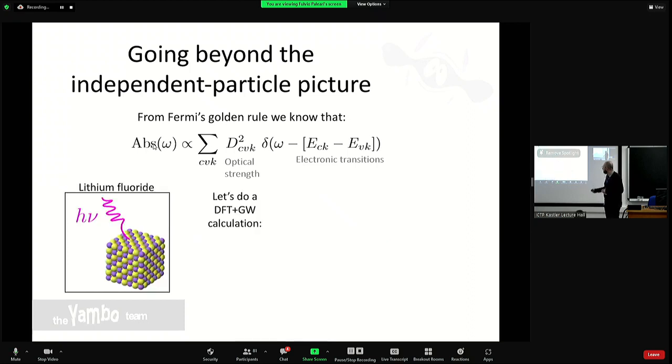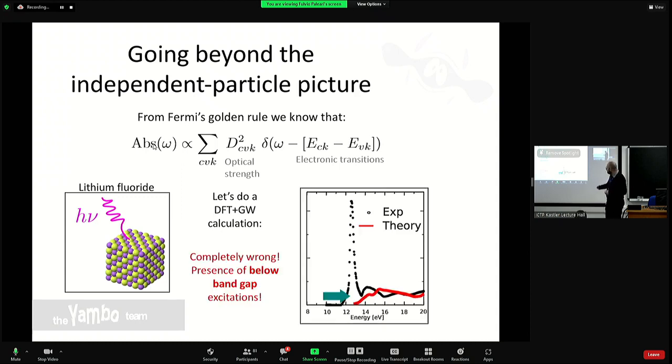However, if we apply this formula, let's say, to a material like lithium fluoride, so let's say we do DFT, we also do GW correction, why not? We obtain basically the red curve for the absorption spectrum, while the experiment shows this very sharp peak, which even lies below this red curve. No? So actually there is something deeply wrong in this formula.